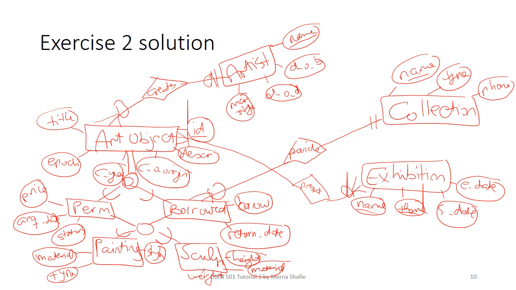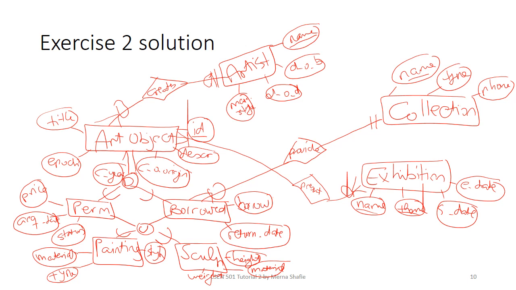So that means the subclasses are not complete, so I will leave it as one line. Now is it union or left out? Do we put a union or not? Let's see. Can a painting be borrowed and permanent at the same time, or is a painting either borrowed or permanent? No, it's either permanent or borrowed. And the sculpture is the same, either permanent or borrowed.